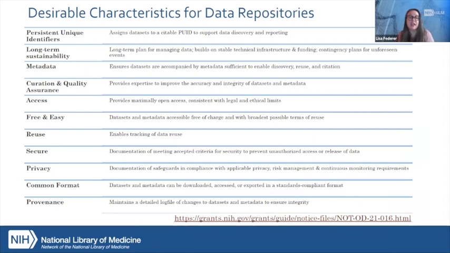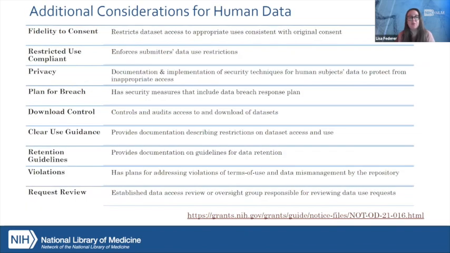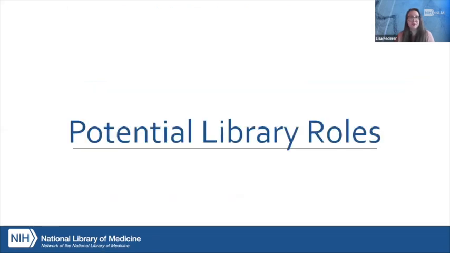I will also briefly mention the desirable characteristics for repositories. This is a set of 10 desirable characteristics that can help to evaluate a repository. So if you're looking at a repository and wondering, is this a good repository for me to use? These are some criteria that could be useful to think about, plus an additional 9 criteria for repositories that house human data. So I will stop there and hand it to, I believe, Nicole.